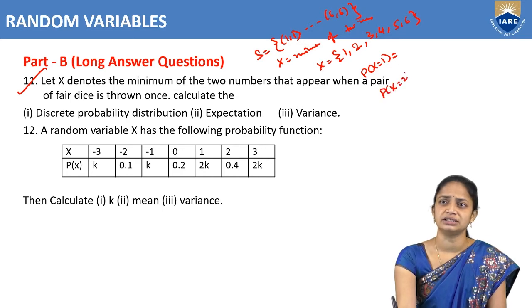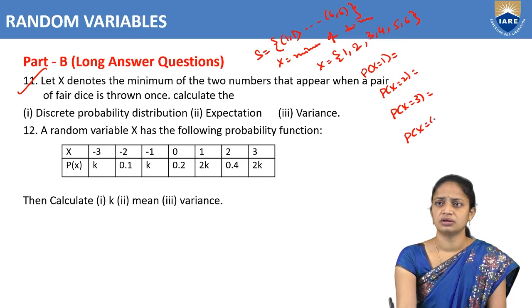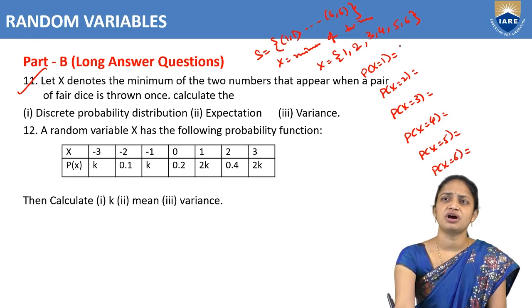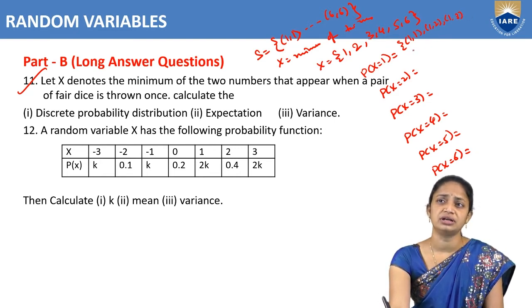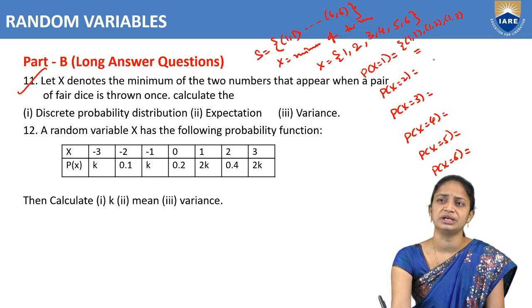So we'll get it like this. I will tell you: P(X=1), P(X=2), P(X=3), P(X=4), P(X=5) and P(X=6). P(X=1) means 1 is the minimum in (1,1), (1,2), (1,3), (1,4), (1,5), (1,6), and (2,1), (3,1), (4,1), (5,1), (6,1). So the total possibilities are, I think, 11 by 36.